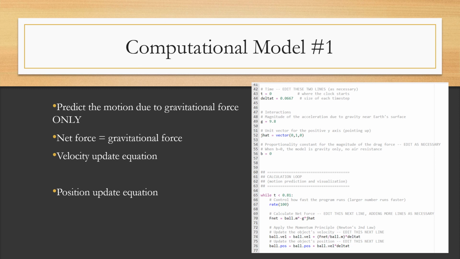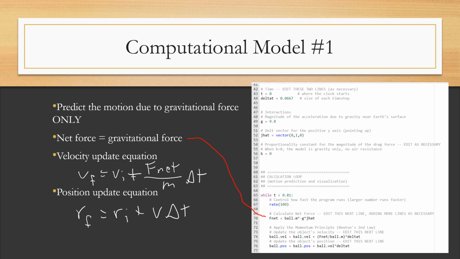For our first computational model, we're only going to be looking at the gravitational force, and we can see this right over here, where F net is equal to the mass of the ball times gravity, of course in the negative direction. And then we're going to have this velocity update equation, which we stated before, Vf equals Vi plus F net over m delta t, and then the position update equation, which is Rf equals Ri plus V delta t. And these are both seen down here in these two lines of code.